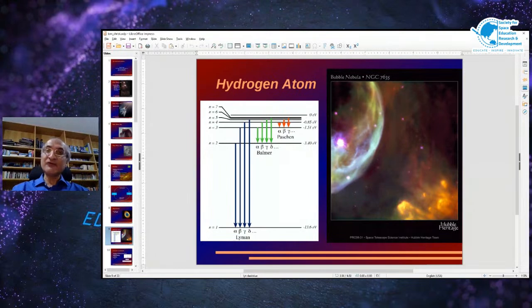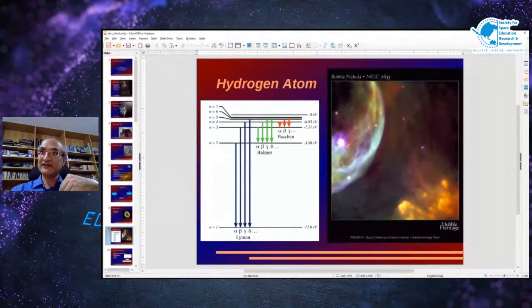Now, if that photon goes up to the n equals 3 state, now there are two different ways for the photon to come back down to the ground state. It can go from the n equals 3 to the n equals 2, in which case I get a Balmer photon in the visible. So when I look at interstellar space, I see a lot of red radiation. And that red radiation, most of it is Balmer alpha. It's from the n equals 3 state to the n equals 2 state of hydrogen.